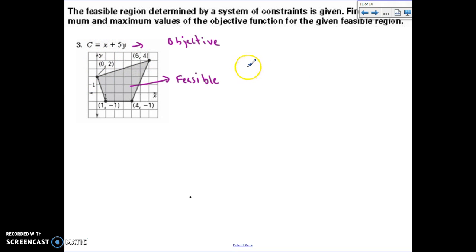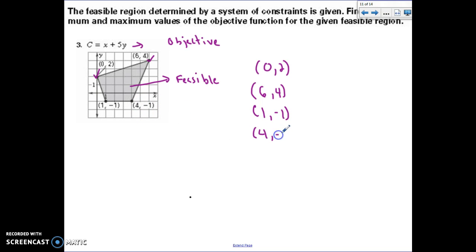So the first thing I'm going to do is identify all the ordered pairs of all the corners or the vertices of the shape that was formed by the inequalities that were graphed. So the first one I have is (0, 2). Right there. Check. I have (6, 4), which is another one. And I encourage you guys to look at this while you do some of the homework questions. Another one that I have is (1, -1). And then I have (4, -1).